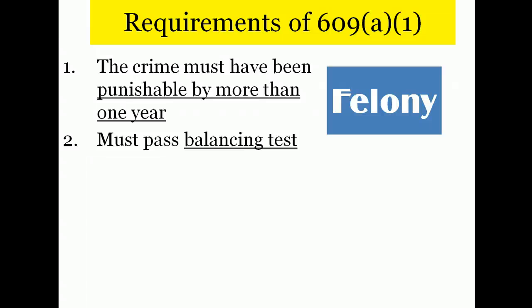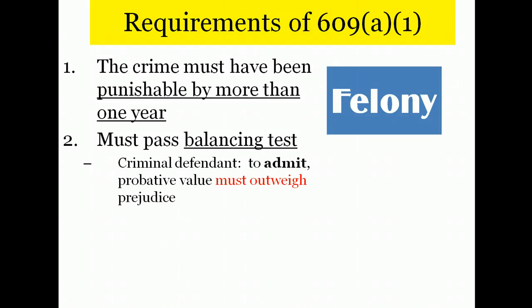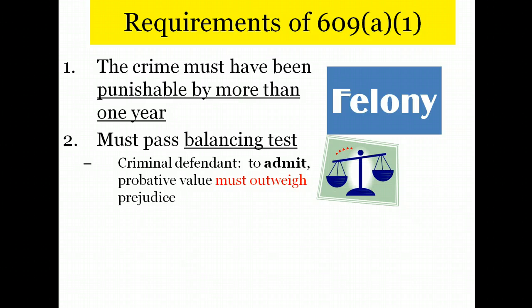For the criminal defendant, there is a special balancing test. This balancing test is geared in favor of exclusion. The evidence will be excluded unless the probative value outweighs the prejudice. This is a modified reverse 403. We give the criminal defendant this special balancing test because of the concern about how much prejudice a criminal defendant suffers when the jury learns of his prior convictions.